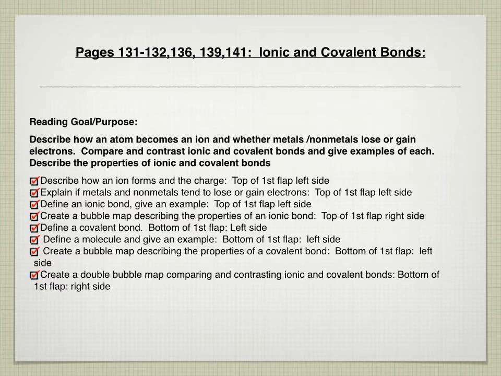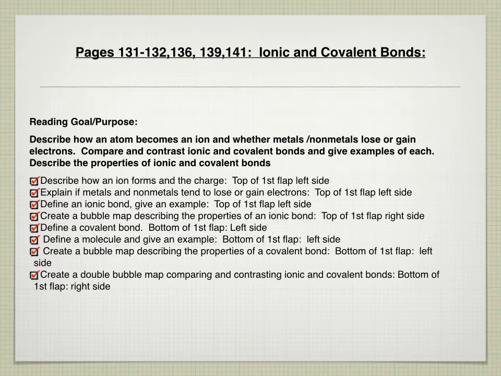And so your reading goal is to describe how an atom becomes an ion, which you actually already know, it loses or gains an electron, and whether metals or nonmetals lose or gain electrons. You're going to compare and contrast ionic and covalent bonds and give examples of each. You'll describe the properties of an ionic bond versus a covalent bond.